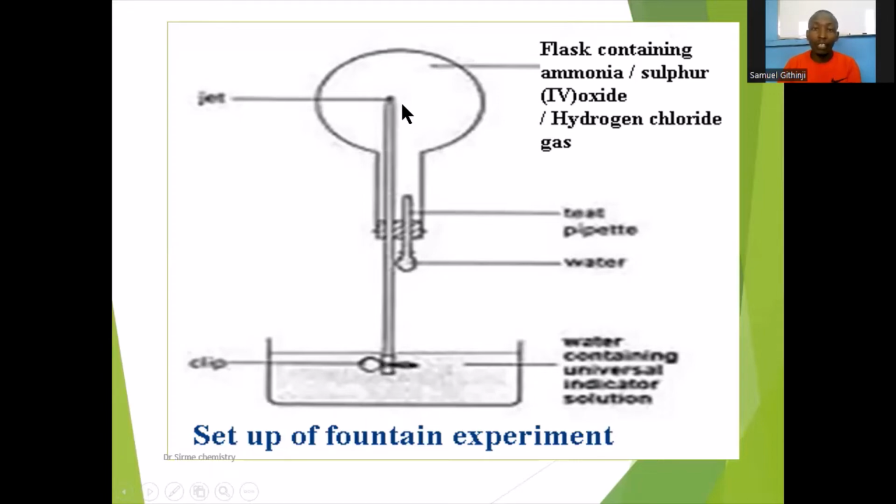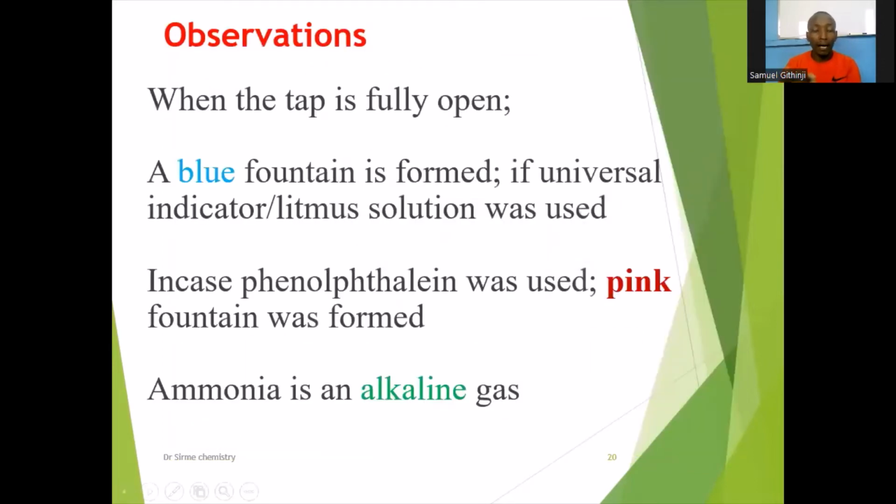A fountain will be formed here. Water will splash out from this point here, and a fountain will be formed. What exactly is happening here? Remember the first opening was to introduce a drop. The drop will dissolve all the gas that was inside, and a vacuum is created. So when you fully open the tap, a blue fountain, in case you're using litmus solution or universal indicator, will be formed.